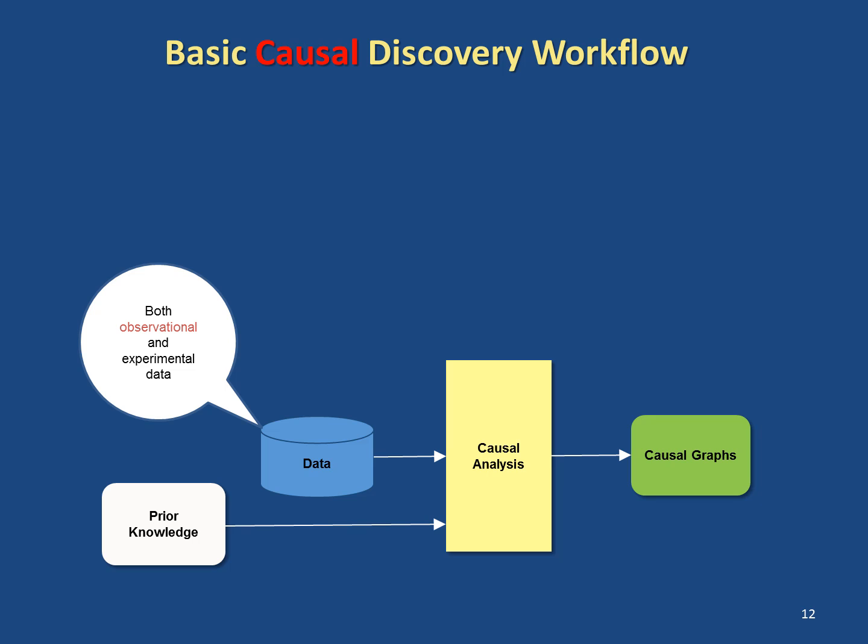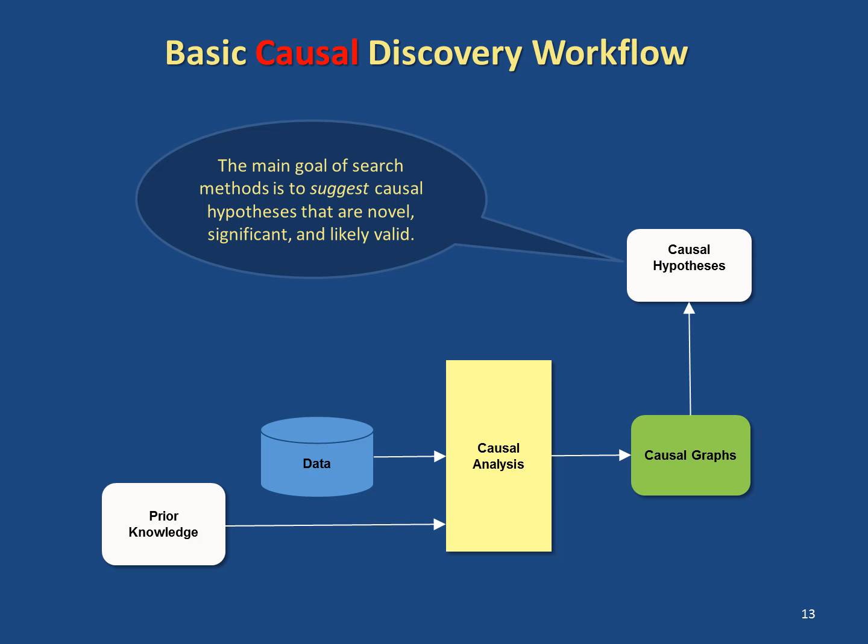There are algorithms that can use observational data, algorithms that can use experimental data, and algorithms that can use both together. But the purpose of these causal graphs is not to output the truth and then have that be published. It's really to help scientists develop causal hypotheses that oftentimes are true, so that it's very efficient if they follow up and test them. The main goal, a little more formally, is to develop methods that suggest causal hypotheses that are novel, significant, and likely to be valid.